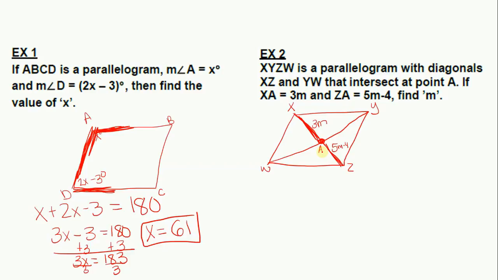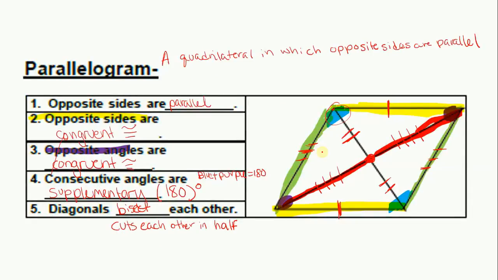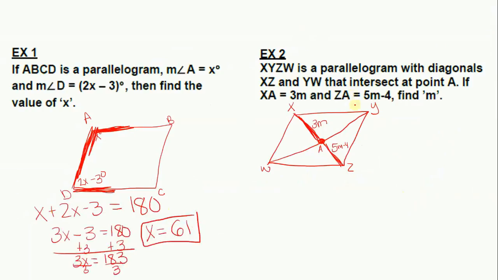Which one can I use? Let's look at our properties here. Well, I'm not talking about angles. I'm talking about my diagonals, right? And I know diagonals bisect each other, so I know they cut each other in half. So that must mean that this side of the diagonal is equal to that side of the diagonal. So what that tells me is that 3m is in fact equal to 5m minus 4.